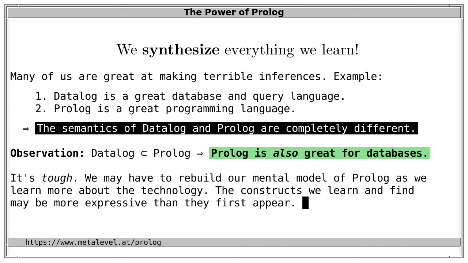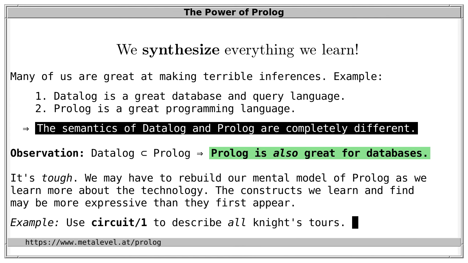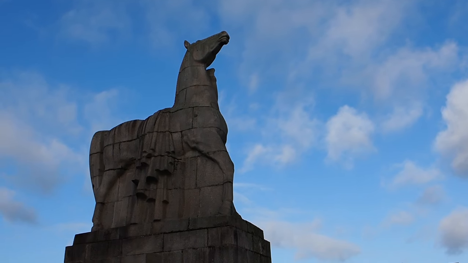For instance, the constructs we see and new constructs we find may be more expressive than they appear. At first, we may have the impression that they are not very useful. But if we consider them more carefully, then we may find that we can apply them in more cases. For example, what is our mental model of the circuit constraint? Specifically, can it express also open tours? The answer is yes. And I leave this as a challenge. Use the circuit constraint to describe all Knight's tours. So that's an example of a language construct that is more powerful than it may appear at first sight. And in that regard, circuit is also a bit like a knight.